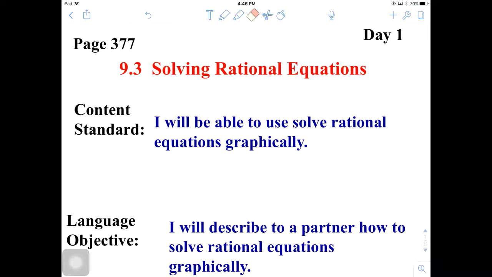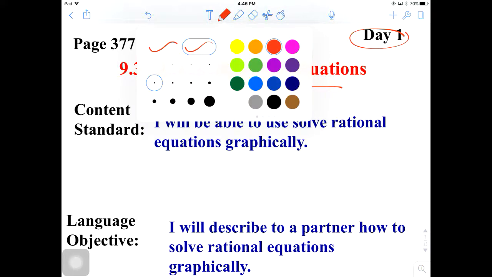Hello everyone, good morning. Today we are going to begin 9.3 day 1. And 9.3 is on basically solving rational equations. So what are rational equations, you say?